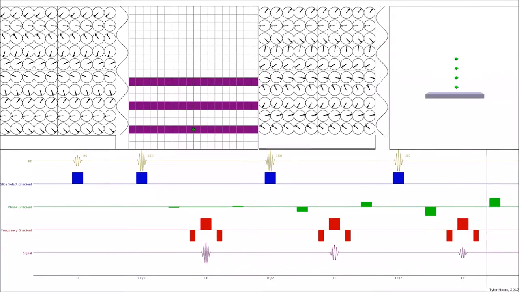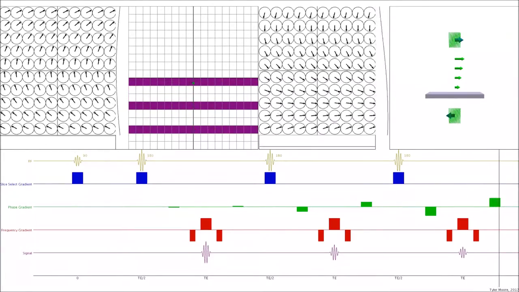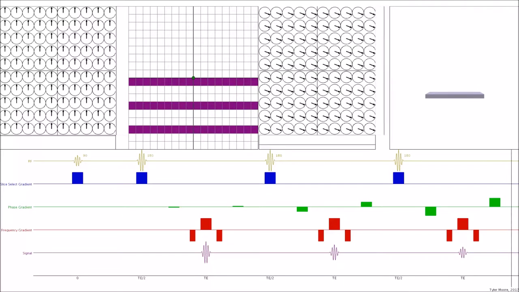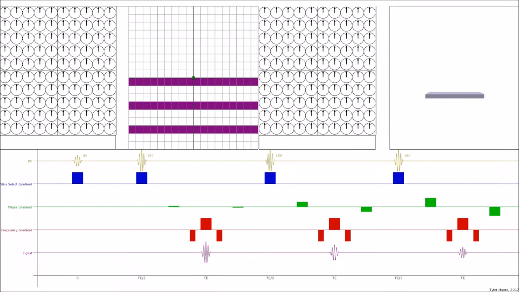The real space diagram in the top left shows the dipoles in the rotating frame of reference and emphasizes how their orientations vary in space. The discussion of spatial encoding will be completed in the next video, so please move on.